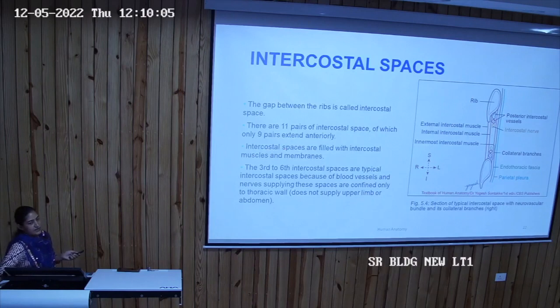So the intercostal spaces, I have already explained to you, are filled with the intercostal muscles and the membranes. Wherever the muscles are deficient, it will be filled by the membranes. Then the third to sixth intercostal spaces are typical intercostal spaces. Why?